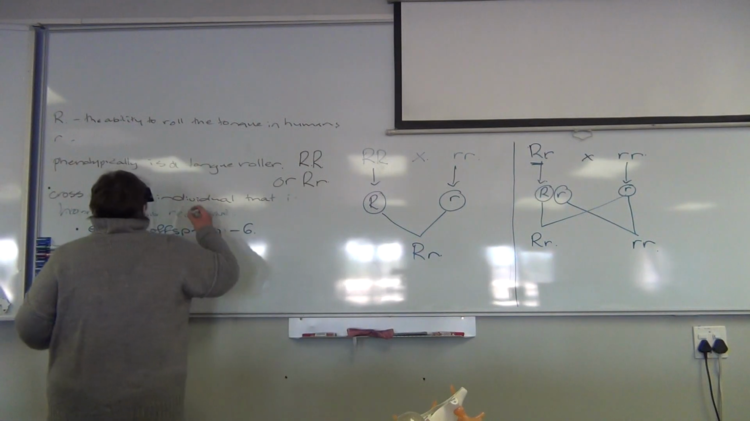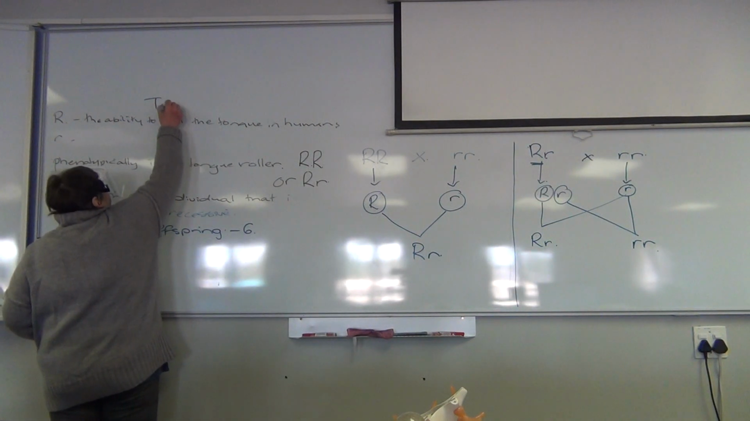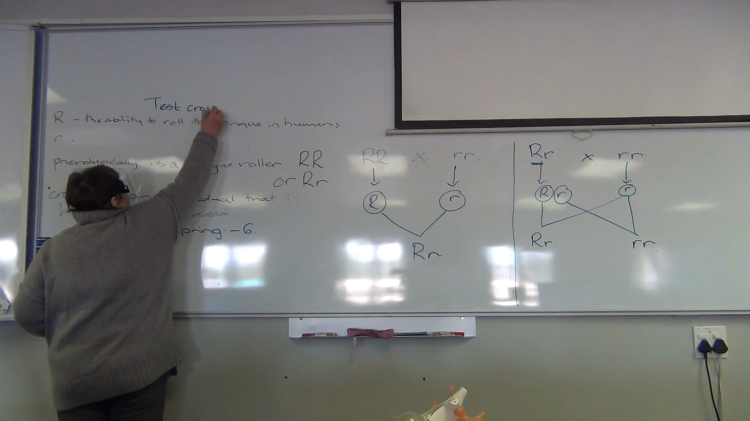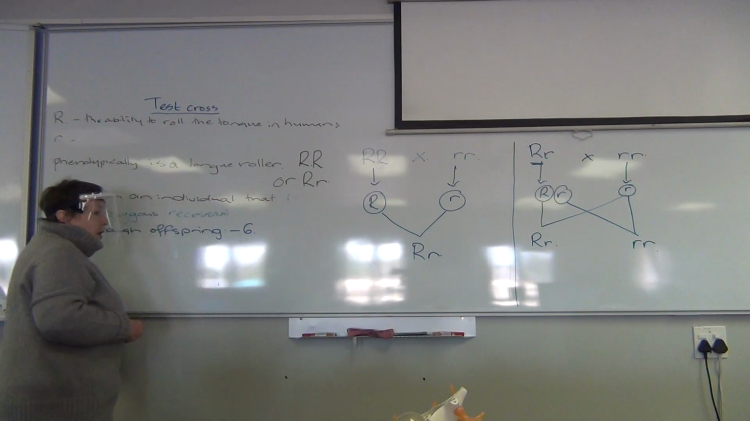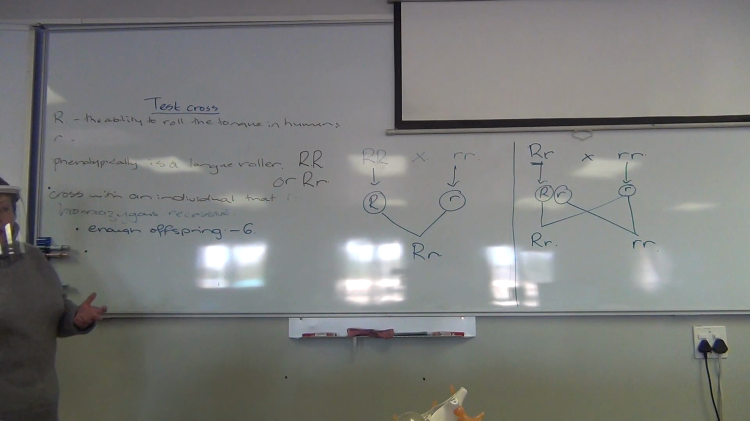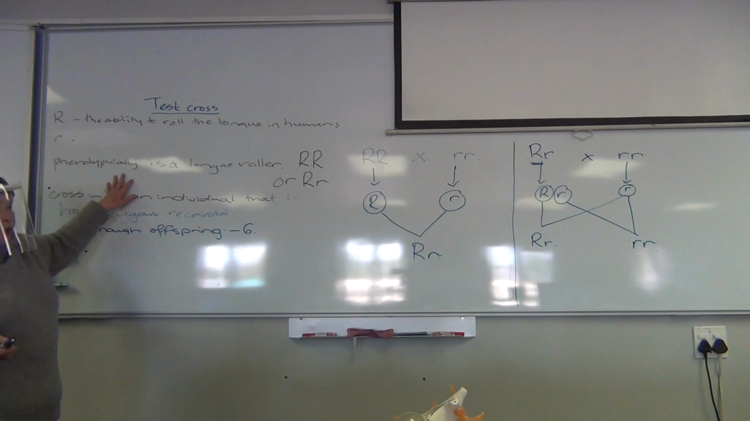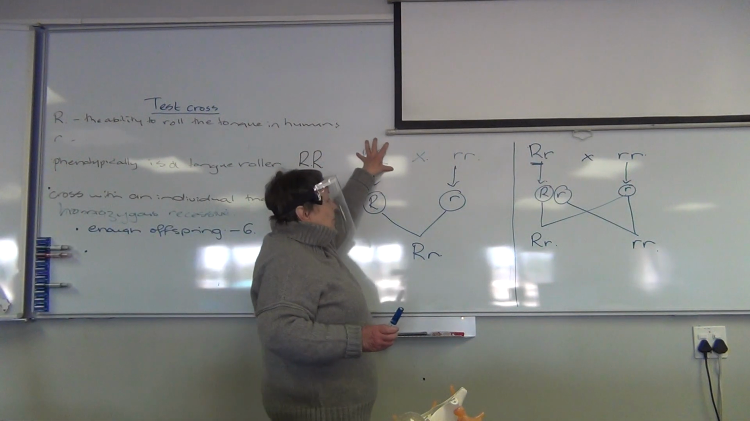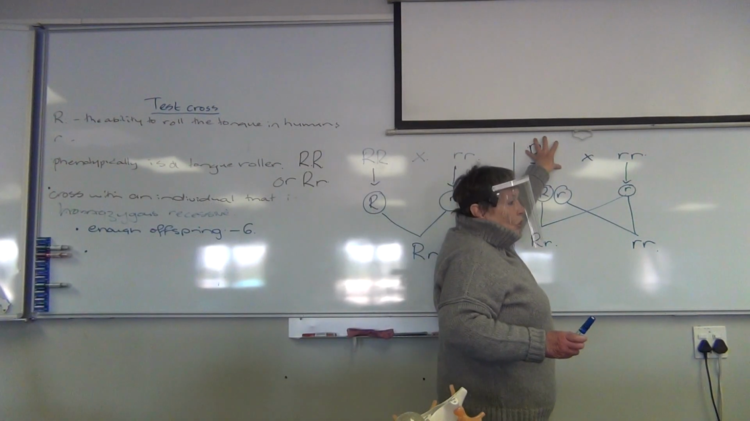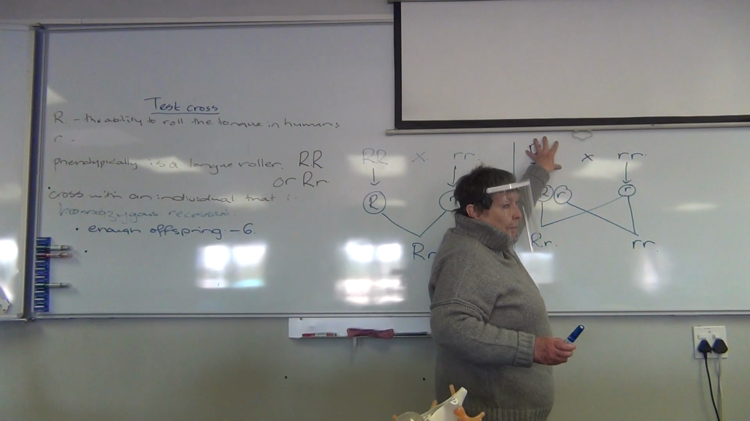This procedure is called doing a test cross. A test cross is used to determine the genotype of an organism that has the dominant phenotype. I'm going to say that again. A test cross is done to determine the genotype of an organism that has the dominant phenotype.